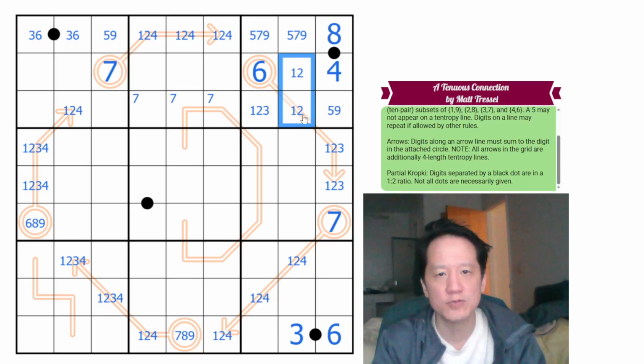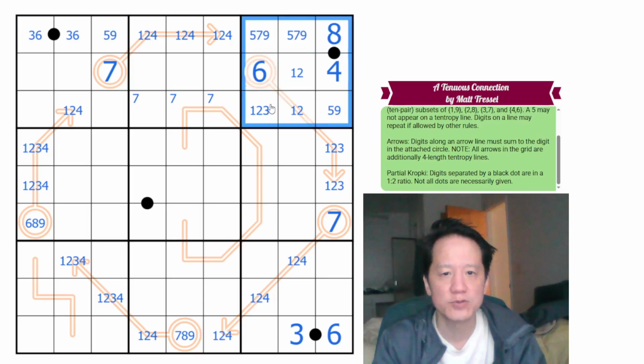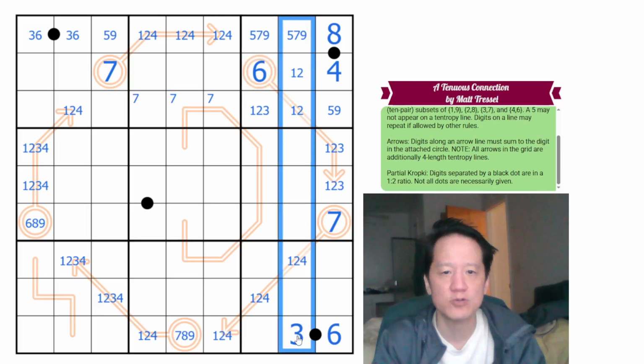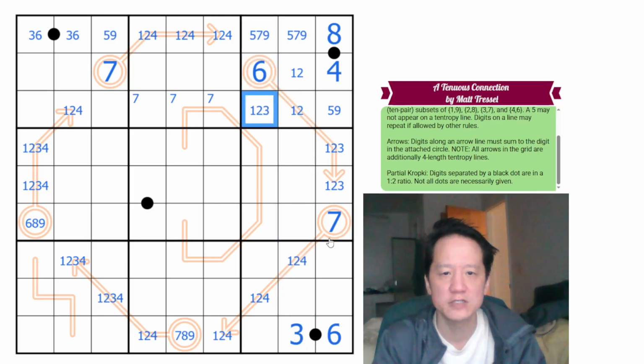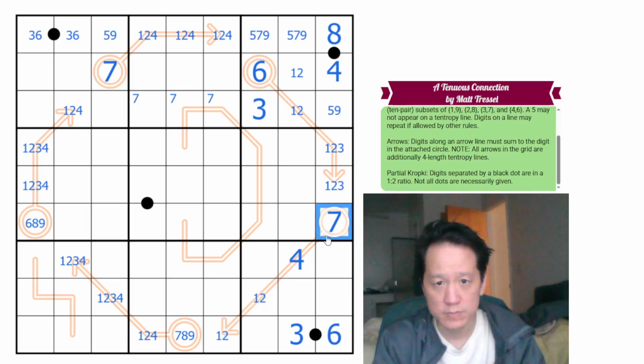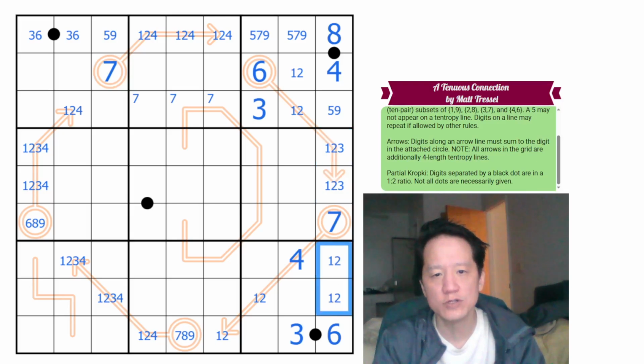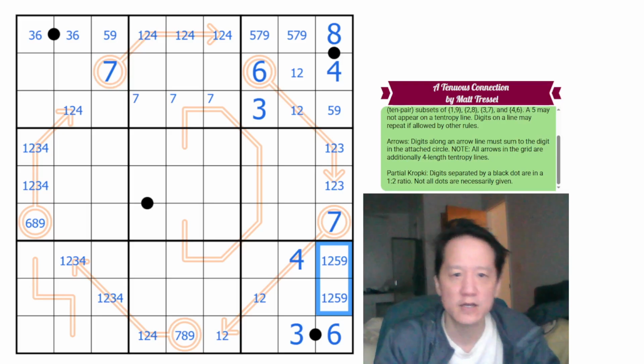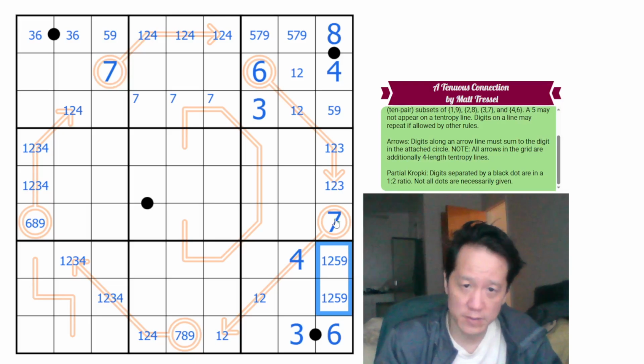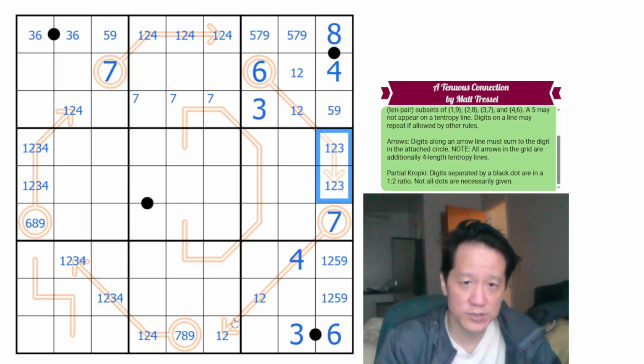We have a 1, 2, 1, 2 pair in box 3, and in column 8, which eliminates 1 and 2 in the rest of the box, and 1 and 2 in the rest of the column. Therefore, this is a 3. This has to be 4. Neither of these can be 4. Obviously, one of these is a 3. The other one's a 1, 2 with a 5 or a 9. So one of these is 3 here.